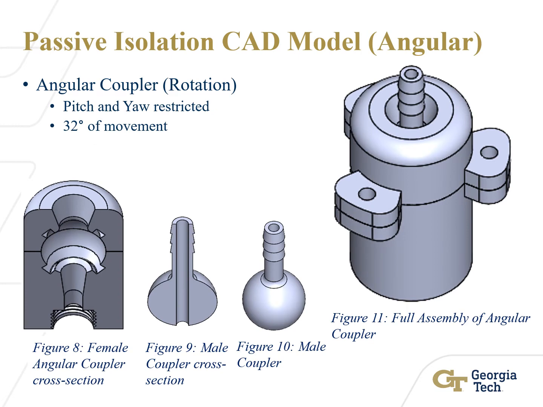The angular coupler acts like a ball and socket joint. Coolant enters from the ball, the male part, into the socket, the female part. The coupler restricts pitch and yaw movement to 32 degrees to ensure coolant flow and a tight seal, but permits full 360 degrees of roll motion. Note in figure 8 that the bottom of the female part is threaded, which allows us to attach the linear coupler to the angular coupler.